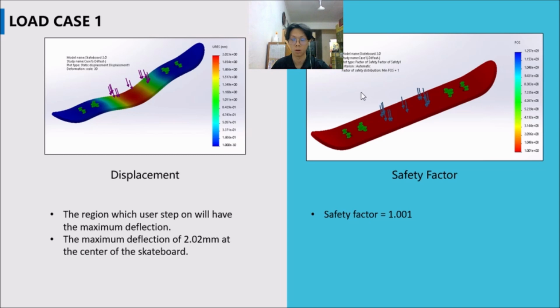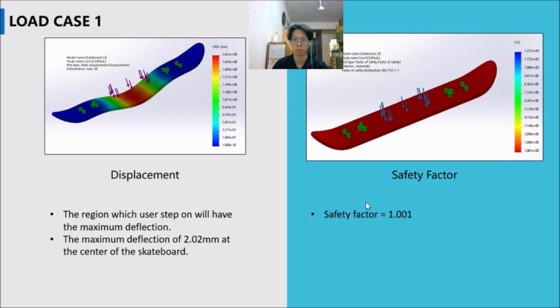The safety factor of the skateboard in load case 1 is about 1.001, which means that it has just reached the maximum load. So when a user with body weight more than 75 kg steps on it, it will cause failure of the skateboard. To prevent the failure of the skateboard, the user might step near the fixture but not at the center of the skateboard. That's all from me. I will pass to my group member to present load case 2.